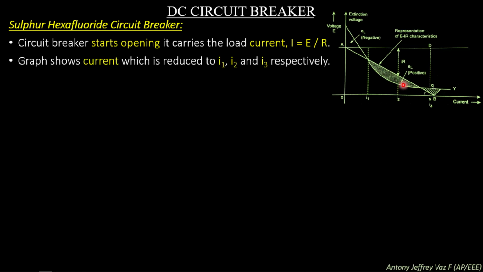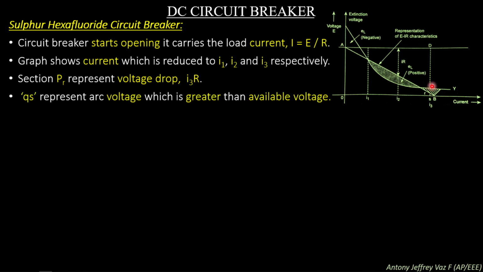Graph shows current which is reduced to I1, I2 and I3 respectively. So initially the current I1 is high, afterwards it goes on reducing to I2 and then it reduces to I3. Section PR represents voltage drop I3R. Here is the section PR and this is the drop which is represented as I3R.